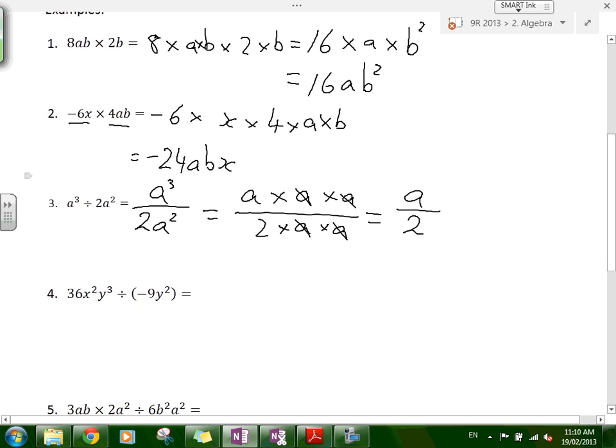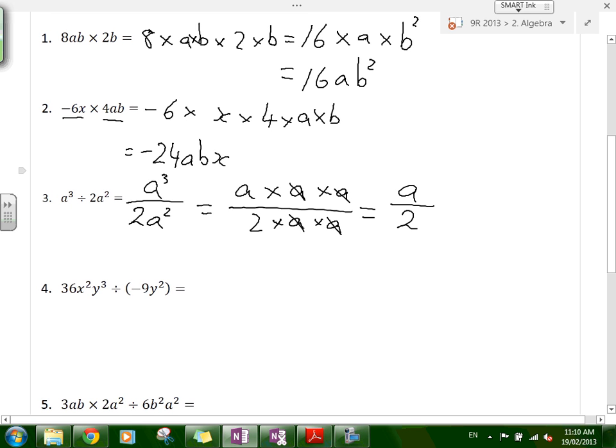Right. Last couple. 36x squared y cubed divided by minus 9y squared.